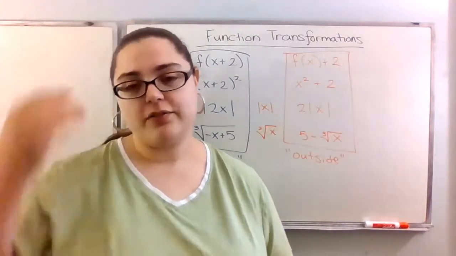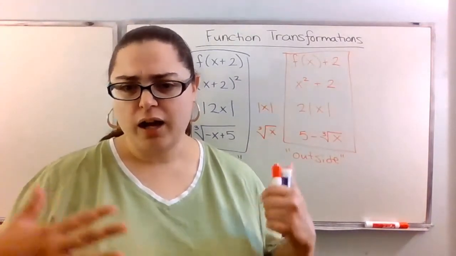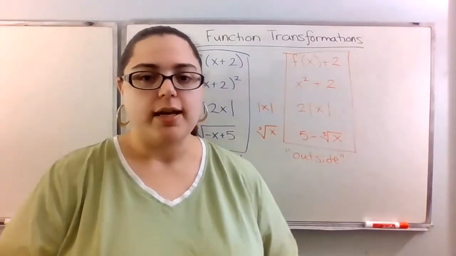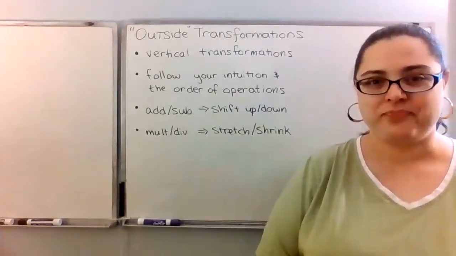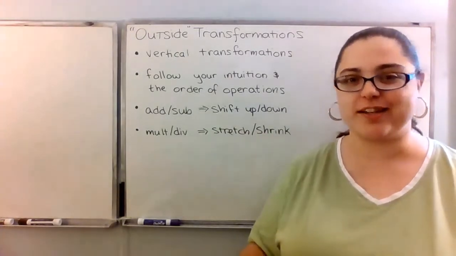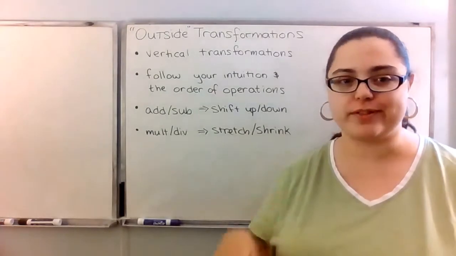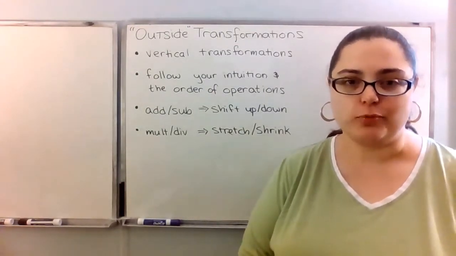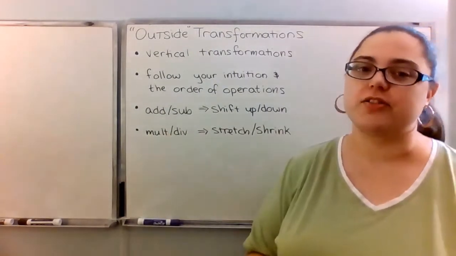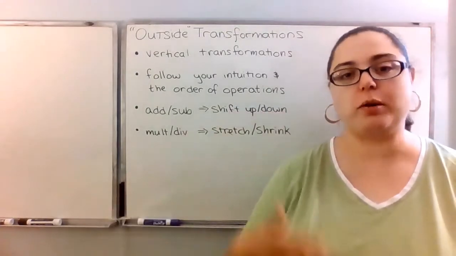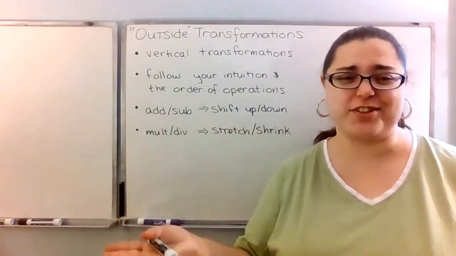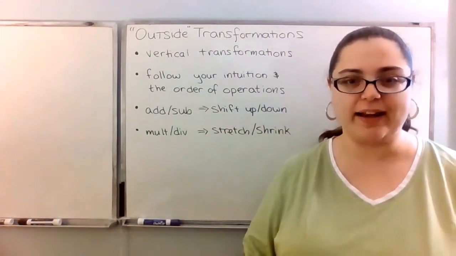So I'm going to start out by giving a list of general guidelines to follow with outside transformations, and then we'll do a few examples. So here are our general guidelines for outside transformations. If you want to take a moment and pause the video here to copy those down in your notebook, you can do that, or you can copy them down as we're talking about them, whatever works for you. So outside transformations are going to end up graphically representing a vertical change. So if the transformation's outside the function, it'll have a vertical impact.